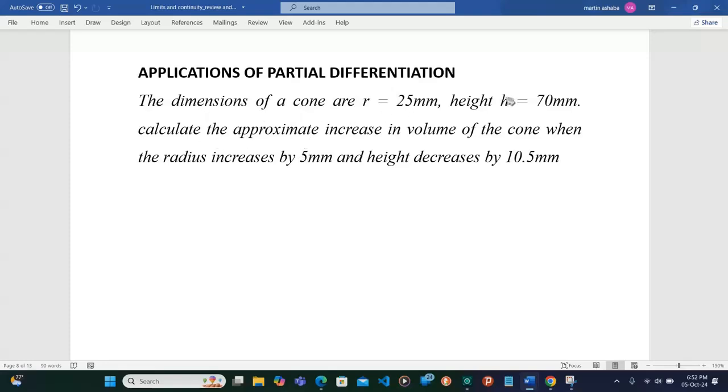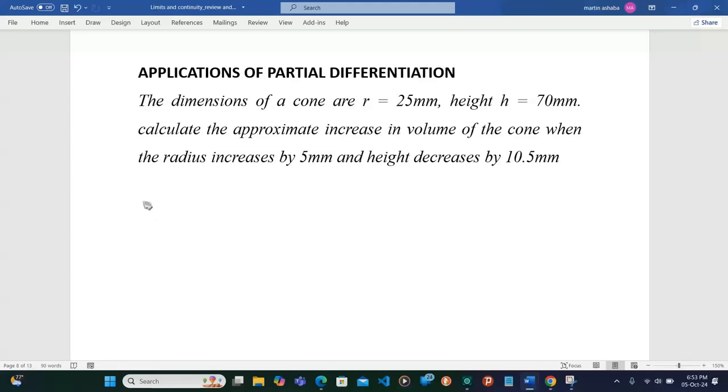Partial differentiation. So we have an application where the dimensions of a cone are: radius r equal to 25 millimeters, and height equal to 70 millimeters. Calculate the approximate increase in volume of the cone when the radius increases by 5 millimeters and the height decreases by 10.5 millimeters. Here we are talking about the use of partial differentiation to approximate rates of change.